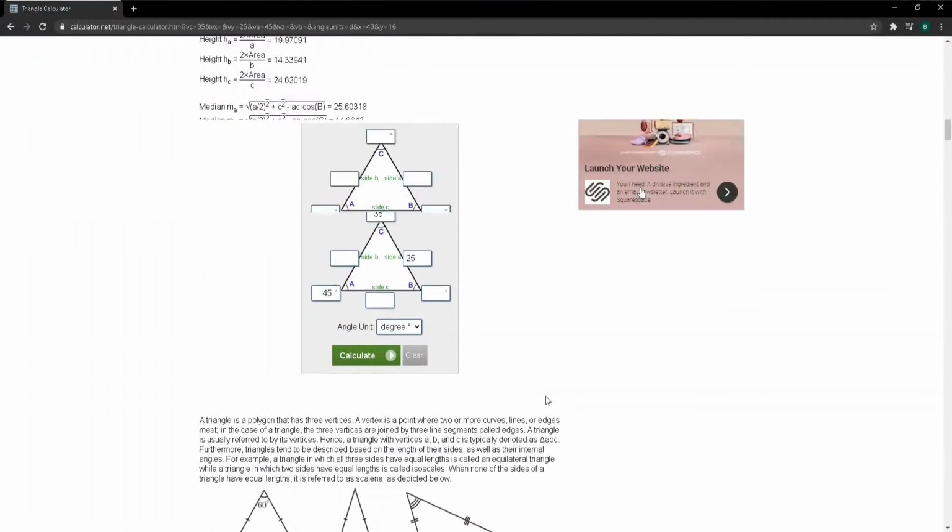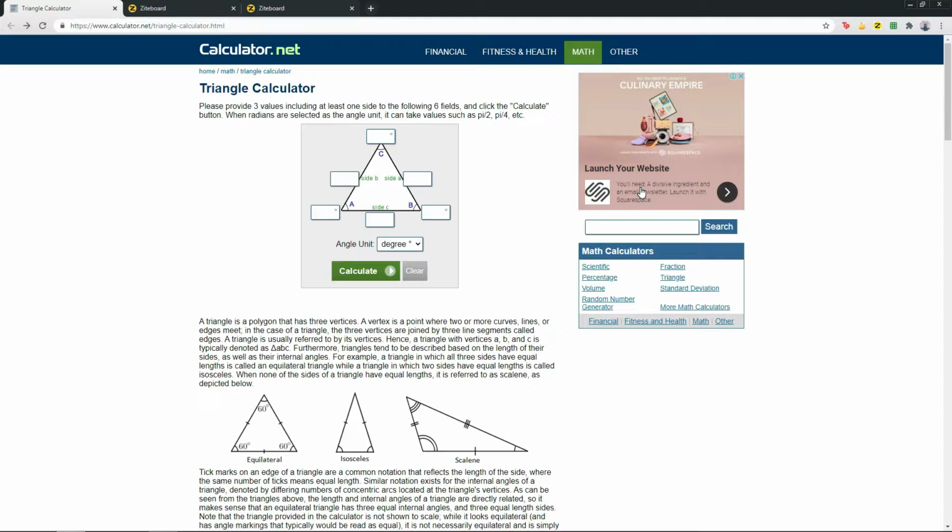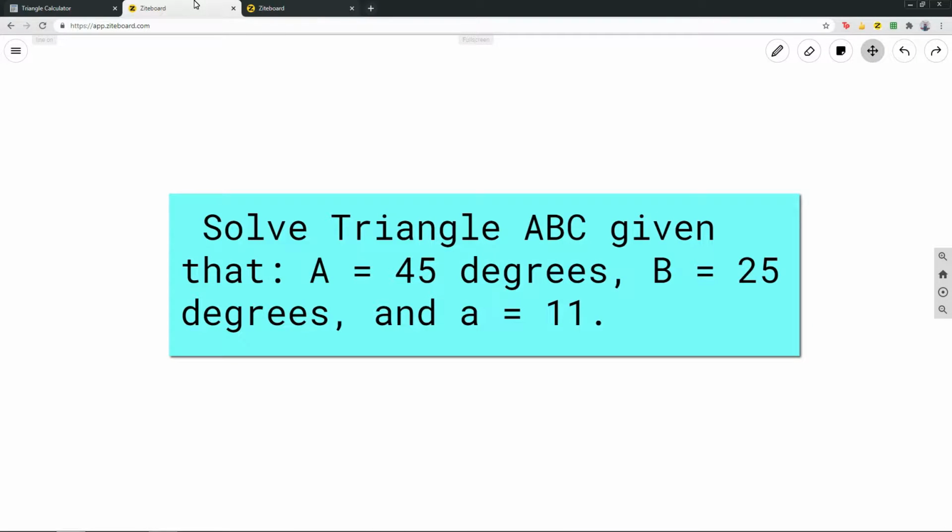Hope you learned something. Using the same website, we can find the sides and the angles of an oblique triangle. To demonstrate, I'm going to answer some problems for you guys. So problem number 1. Solve triangle ABC given that A is equal to 45 degrees, B is equal to 25 degrees, and side A is equal to 11 units.